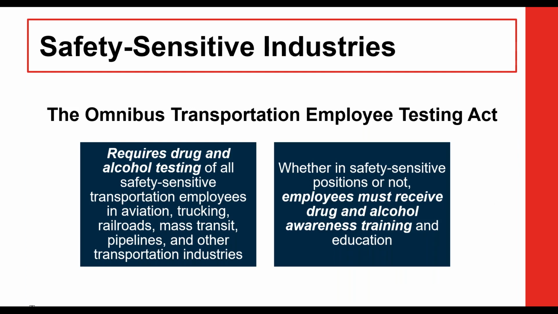So outside of the Drug-Free Workplace Act, there are some other more stringent requirements that apply to some safety-sensitive industries, and this is covered by the Omnibus Transportation Employee Testing Act. It requires drug and alcohol testing of all safety-sensitive transportation employees in aviation, so your pilots, trucking, railroads, mass transit, pipelines, and certain other transportation industries. And regardless of whether the employee is in a safety-sensitive position or not, employees must receive drug and alcohol awareness training and education under this particular law.